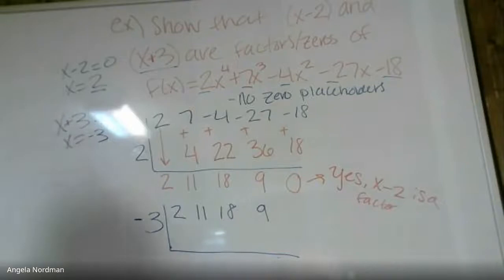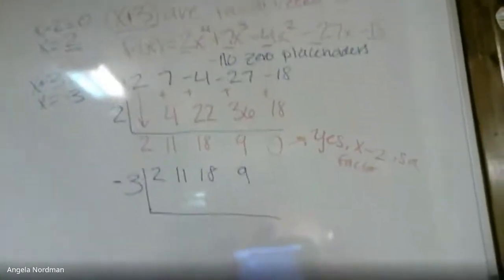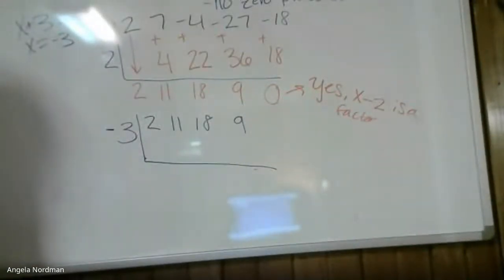So what I'm putting on the outside is truly a negative 3. Again, I changed this to x plus 3. It won't work unless I do it as a plus 3. Sorry about that. Okay, so we have negative 3 on the outside.